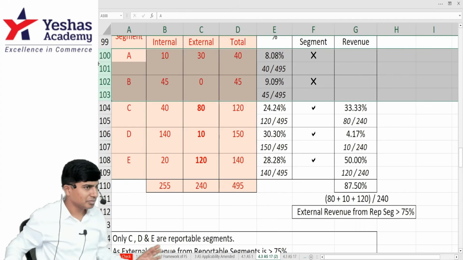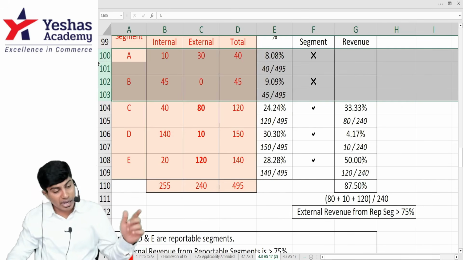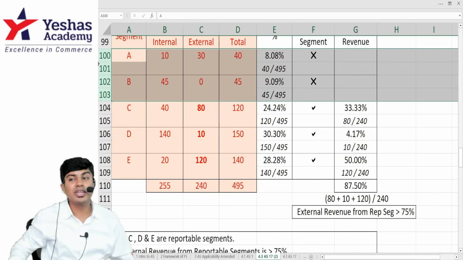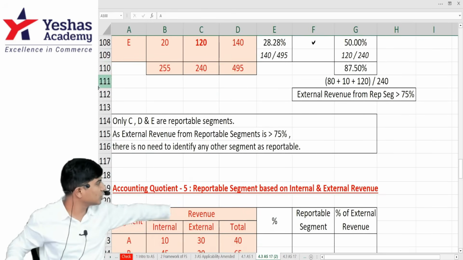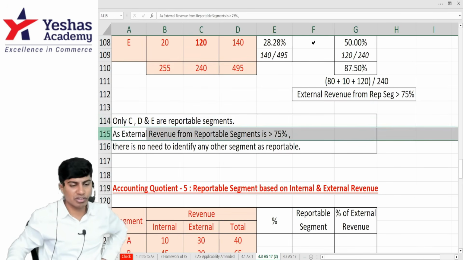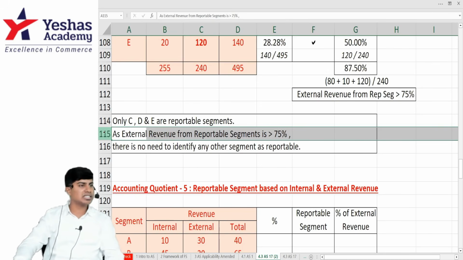C, D, E compulsory. If the external revenue of C, D, E doesn't come to 75, among A and B, you can pick any. That is management's discretion. Management's choice. Pakka. See the conclusion? Only C, D, and E are reportable segments, as external revenue is 75% or more than 75 from these. There is no need to identify any other segment as reportable.